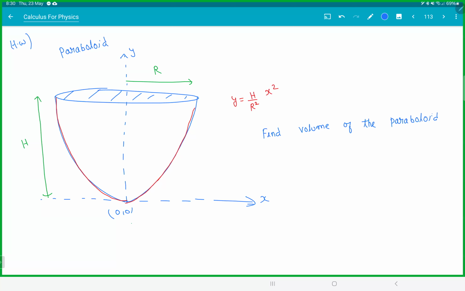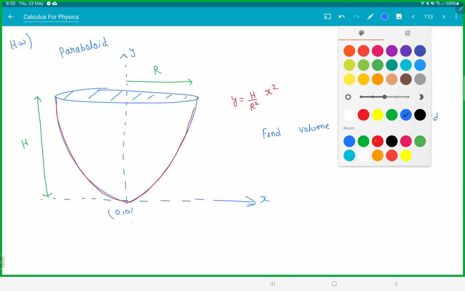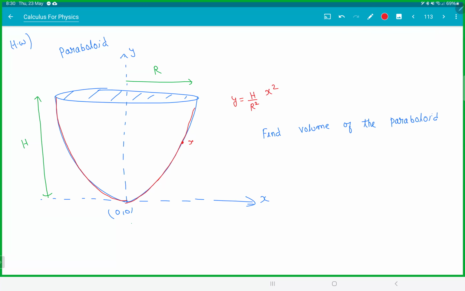Clear? So try this much. This thing we will discuss in the next class. Sir, here y means the y coordinate, not the inner side? No, here this is the x, y coordinate.